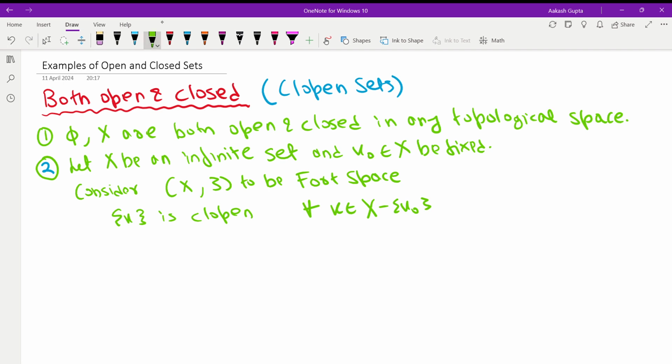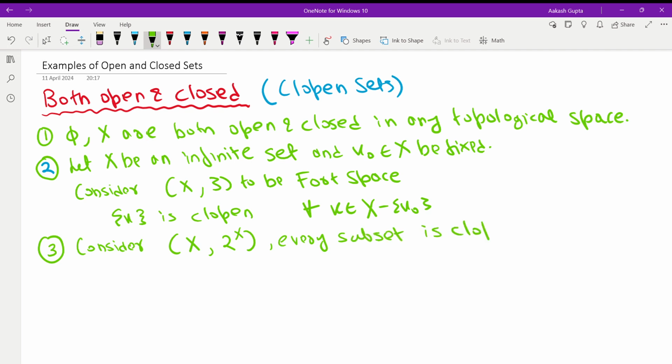Let me give you one more example which we have already done. Can you guess? Discrete space, right? So consider X along with the topology 2 to the power X. What's happening here? Every set is clopen, right? Every subset is clopen. Very good.